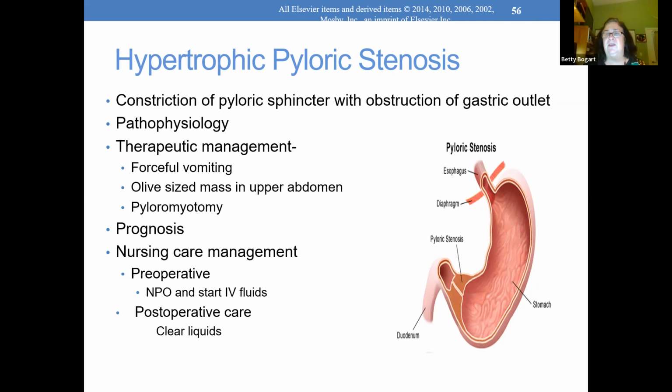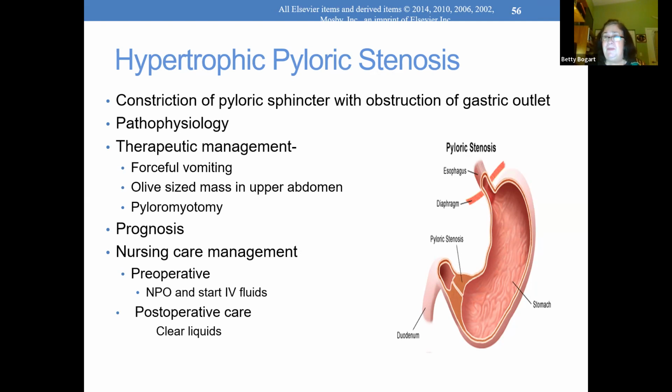Number one, make the child NPO, nothing to eat or drink, because we're going to do surgery. We need to open up that valve. And we don't want that kid to vomit again, because when kids vomit, there's always a chance for aspiration. We don't want that. We're going to start IV fluids on this child, and we're going to bring them up to the OR.